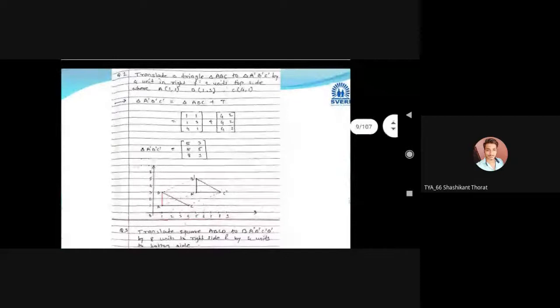Now the next problem, same problem they have given: translate the triangle A dash B dash by 4 units. So you should try to solve this problem. I have provided all the notes in the study material. If any notes are not available, then message me directly.